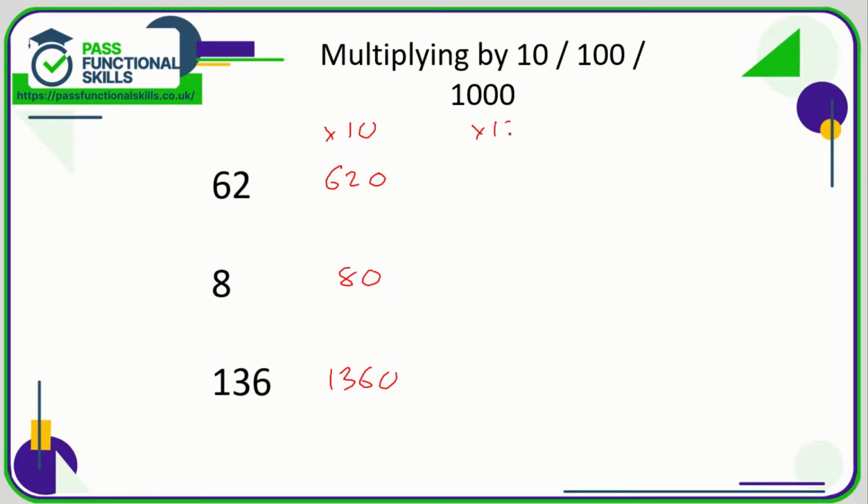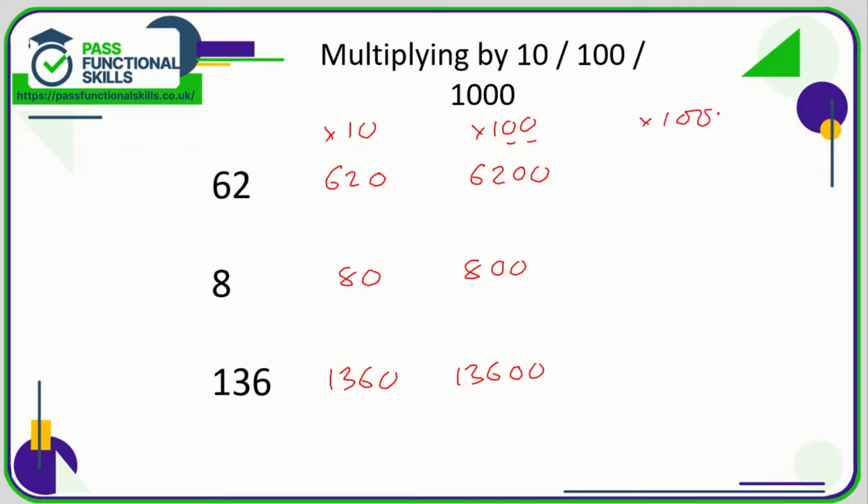When you multiply by 100, you're adding 2 zeros, and you're adding 2 zeros because there are 2 zeros in the number 100. So 62 becomes 62 with 2 zeros, 6,200. 8 is 8 with 2 zeros, which is 800. And 136 with 2 zeros is 13,600.